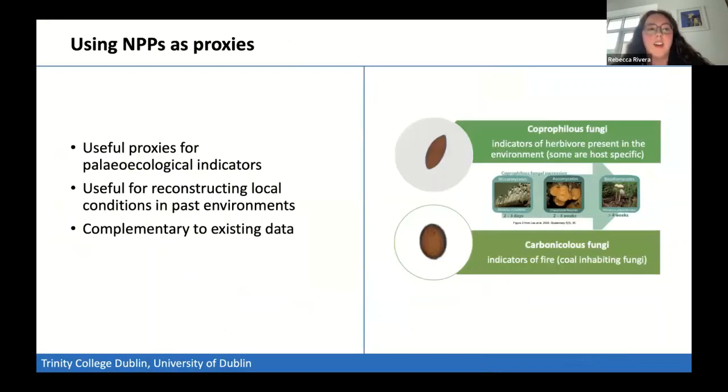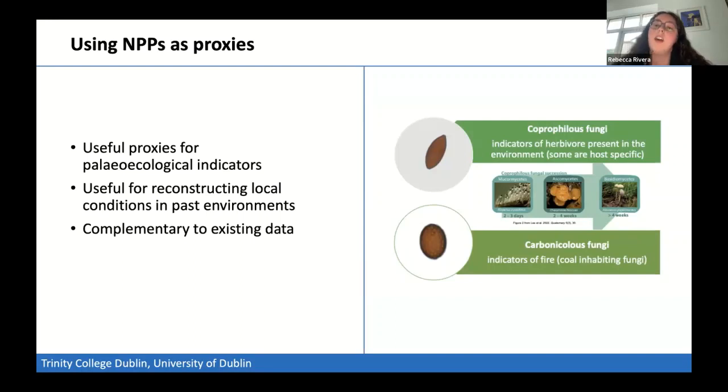Why are we studying these? NPPs can be used as proxies. They're useful as paleoecological indicators, and very useful for reconstructing local conditions and past environments. Personally, I think they're a really interesting study because they complement existing data sets already out there, whether that's pollen data sets, microcharcoal data sets, or tephra data sets. It slots in very nicely, and I think it'll give a nicer, wider, and more detailed picture of these past environments.